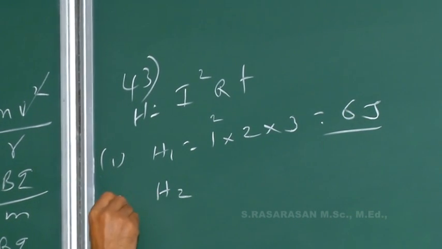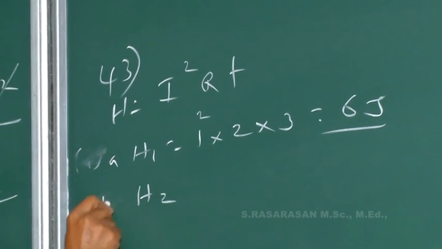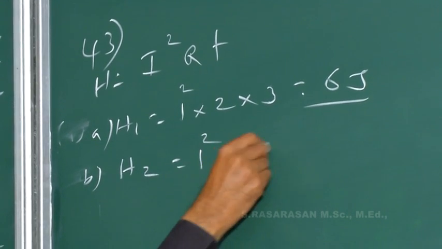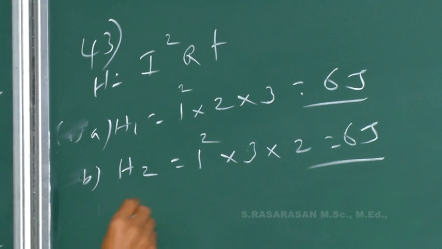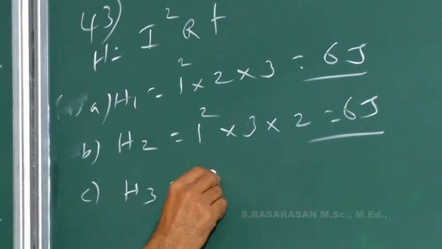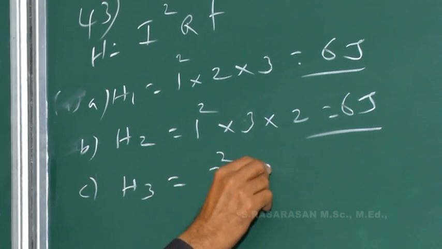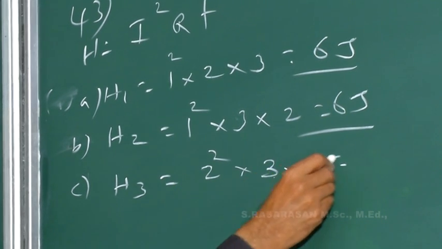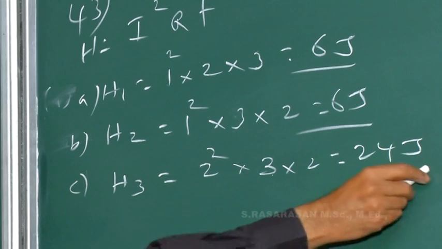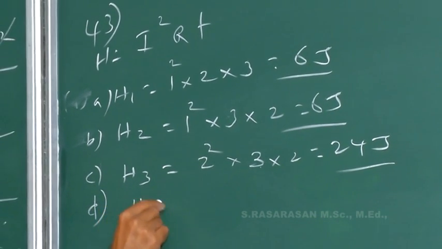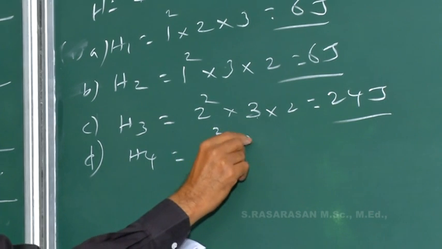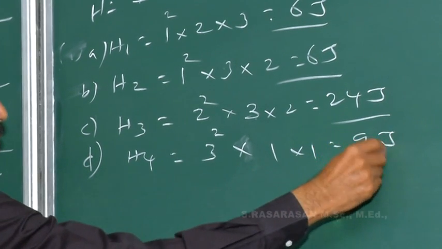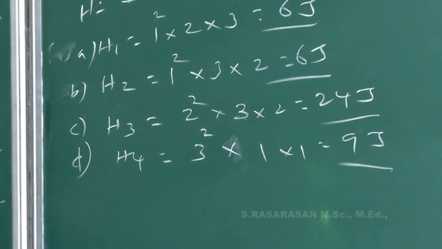H2, the second case, option B: the current is 1 ampere, 3 ohm resistance, 1 square into 3 into 2. Here also it is 6 joule. Option C, H3 is 2 ampere current, 2 square, resistance 3, time is 2. So 2 square is 4, 4 threes are 12, 12 twos are 24 joule. And fourth option D, H4 is I square, 3 square is 9, into resistance 1 ohm into 1 second. So 9 joule.